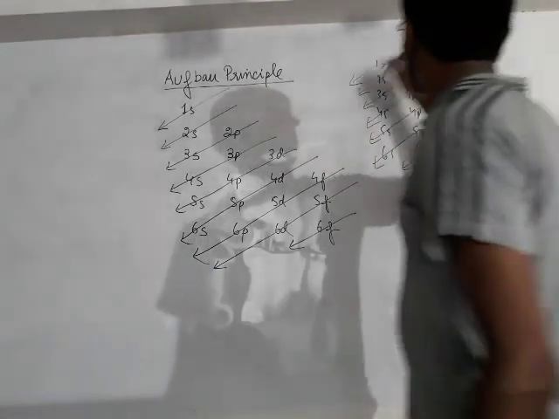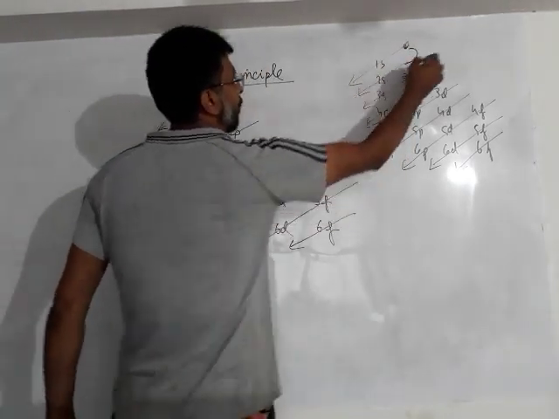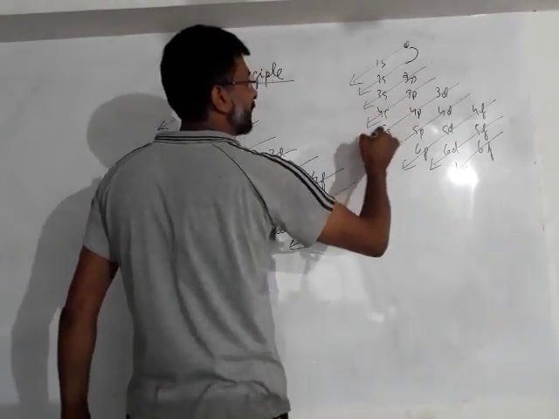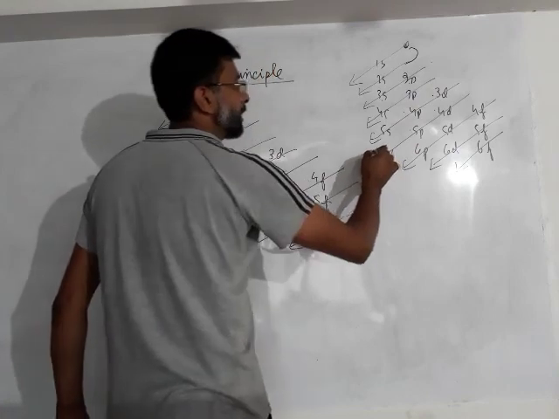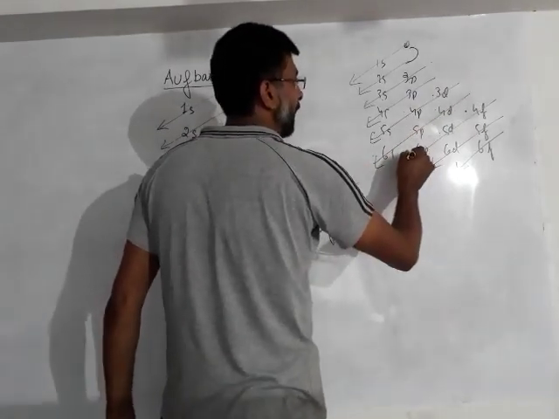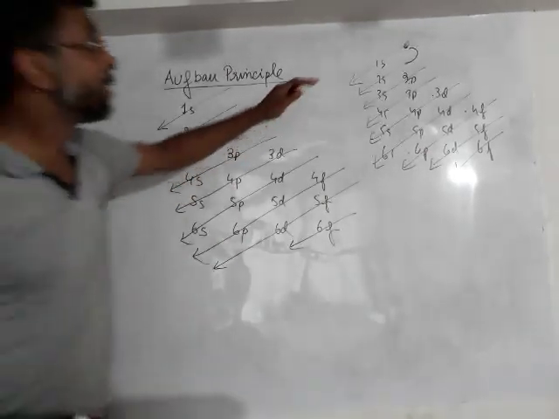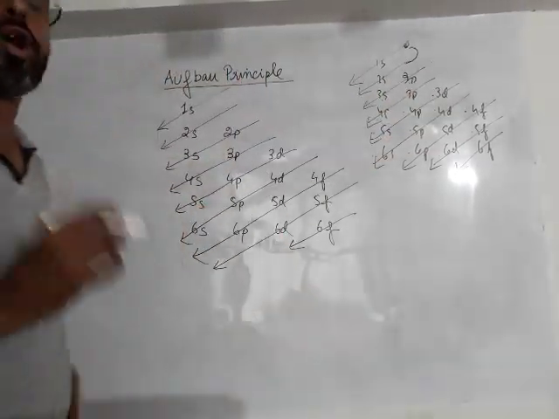1s. Then go back over here. 2s. Go back over here. 2p, 3s. Then go back over here. 3p, 4s. 3d, 4p, 5s. 4d, 5p, 6s. 4f, 5d, 6p. Then 5f, 6d, then finally 6f. So this is how, as you move from 1s towards 6f, the energy of the orbital is increasing.